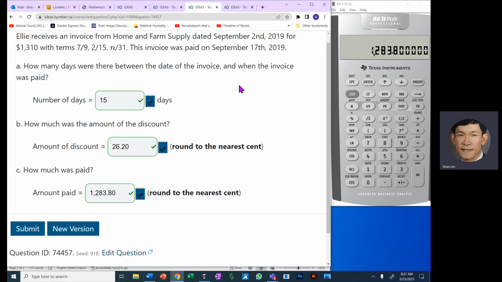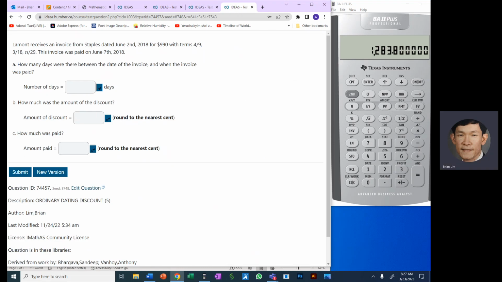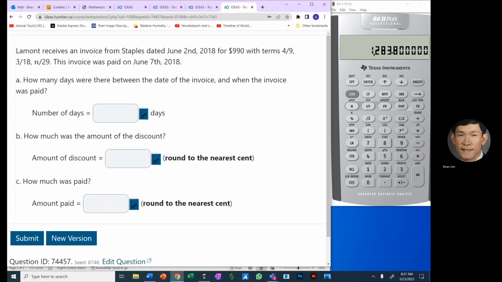Okay, so that is another question where there is a discount, but the discount is the 2%. So you have to find out first how many days, then where does it fall in these terms. And then we can identify if there is a discount, how much would be the discount, or if there will be no discount. All right, let's look at another question now.